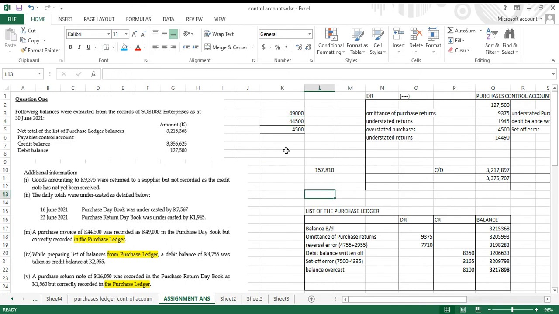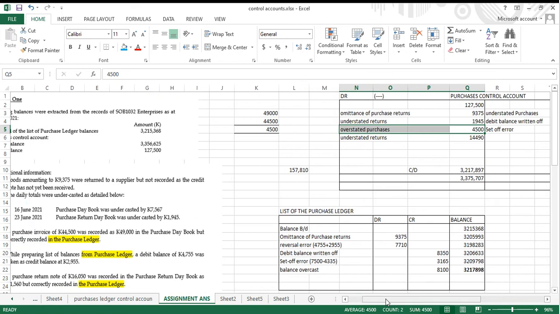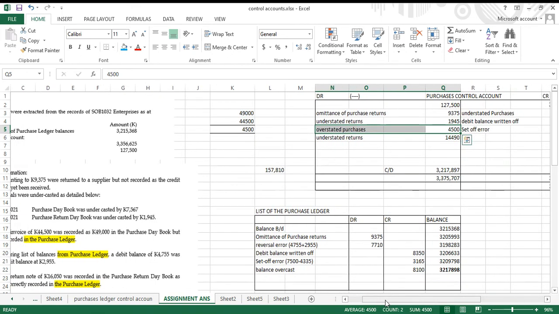So what we must remember is whenever we make a purchase, we credit the control account. Now, since it was overstated, we have to correct that overstatement. The way to correct the overstatement is we debit the purchases control account 4,500, so that we can correct that overstated purchase.